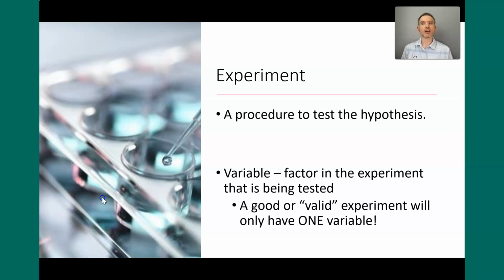The fun part, designing the experiment. This is what I always enjoyed when I was working in the lab, and I'm sure many of you as well. The purpose of this experiment is to test the hypothesis. When we talk about an experiment, we use the term variable. A variable is a factor in the experiment that is being tested. So this is really what we are testing. A good or valid experiment will only have one variable. So this is really the thing that we change in the experiment.